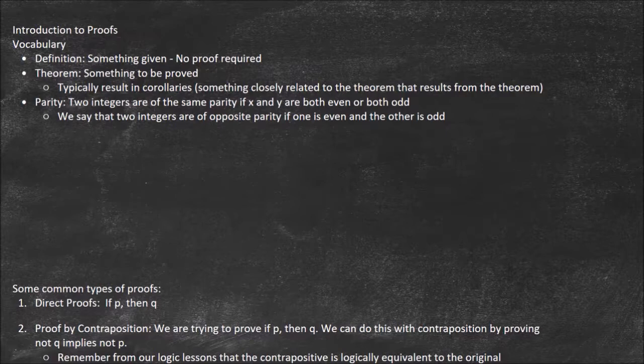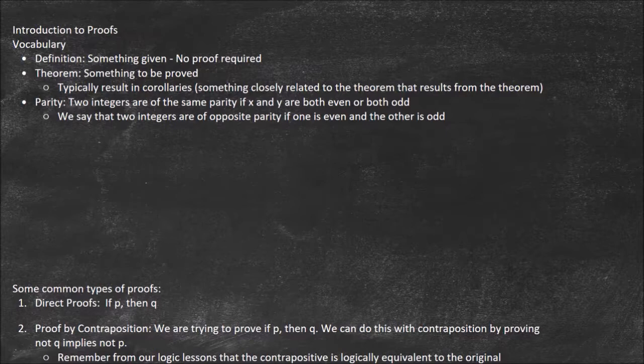First is the definition. That's something given to you. You don't need to give a reason as to why it's true. We assume it's like universally accepted. So a squared plus b squared equals c squared. That's the Pythagorean theorem. That's a definition. You don't have to show that. And that's a theorem. That's something to be proven. So that's what you're trying to work for. And it typically results in corollaries, which are basically things that result from the theorem. So really closely related to the theorem that you've proven, but not the exact thing.